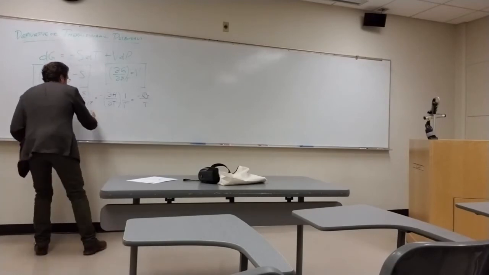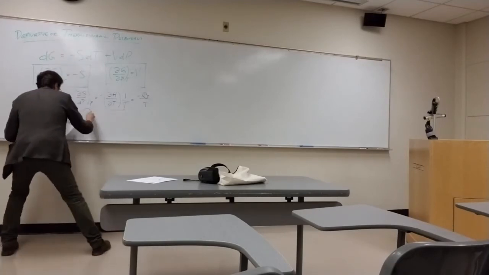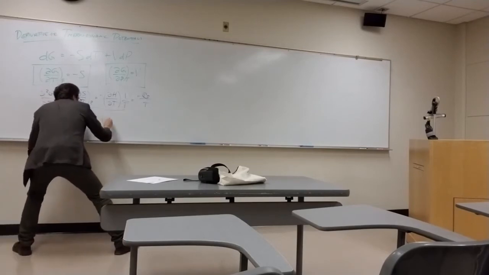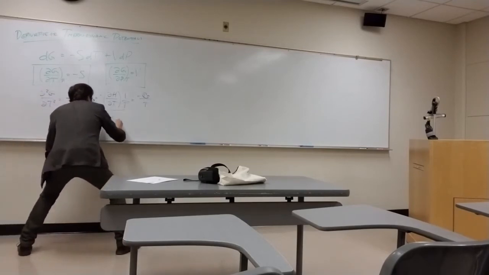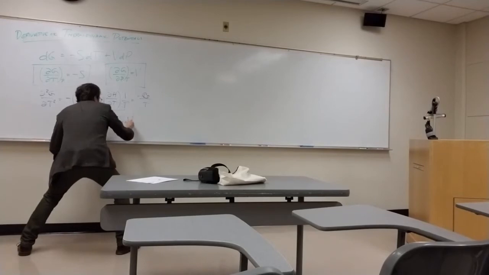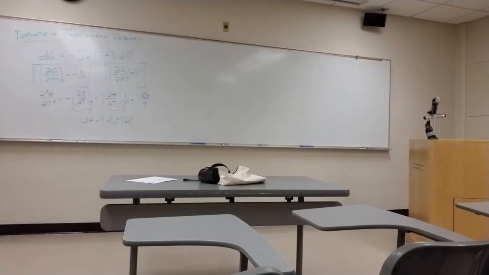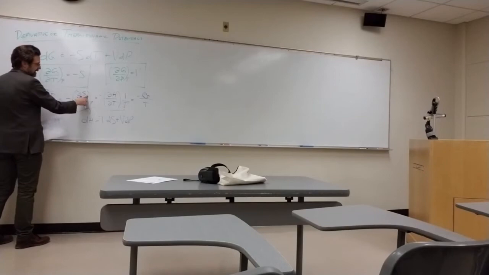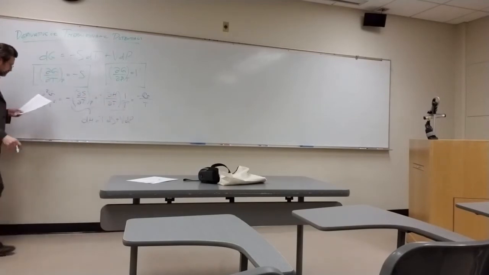So this step in here comes about because we have dH is equal to T dS plus V dP. So we use one of the Maxwell relations to form a substitution of S for H over T.